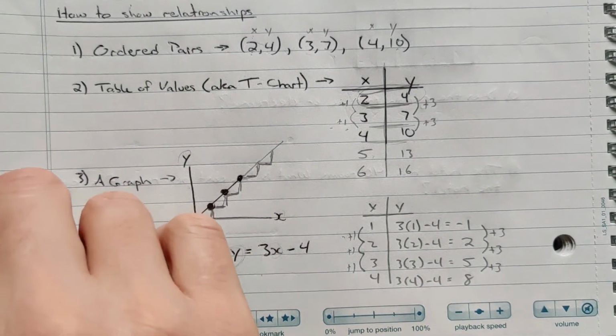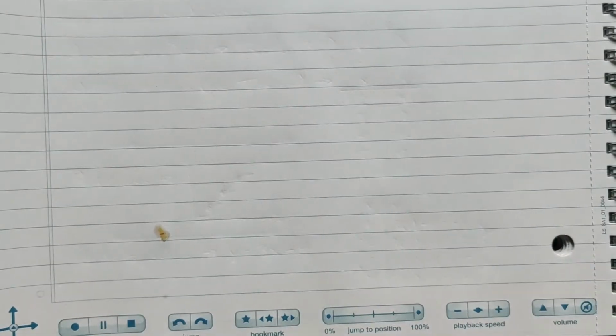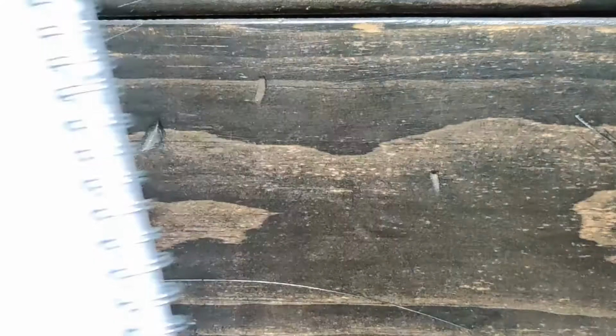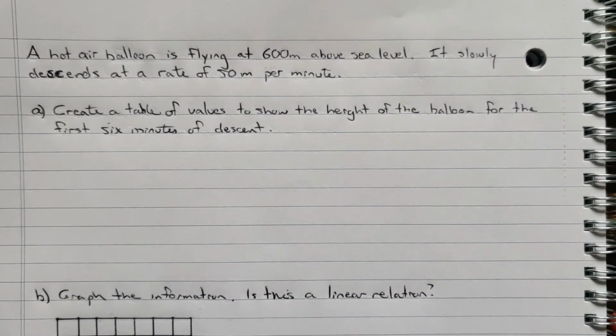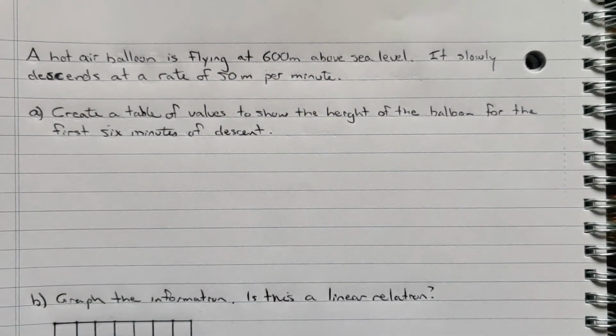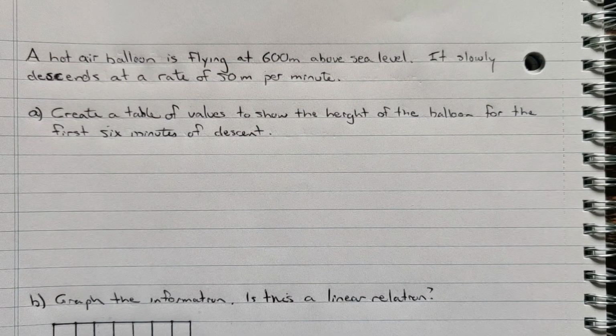Now for an example with a question that we can work with on this general idea, this here. So what we have is that a hot air balloon is flying at 600 meters above sea level. It slowly descends at a rate of 50 meters per minute. So we're going to do a little bit of work with that now.